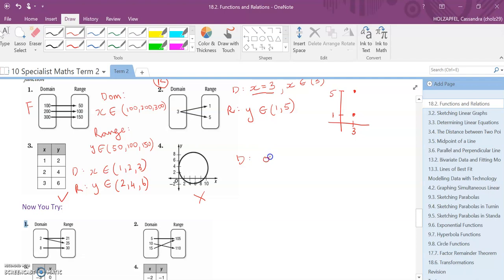So let's write this as 0 less than or equal to x, because it's touching, less than or equal to 10. And then for our range, I think that's -2, so it's touching the -2, and then it's touching the +8, so it's going to go from -2 less than or equal to y less than or equal to 8.